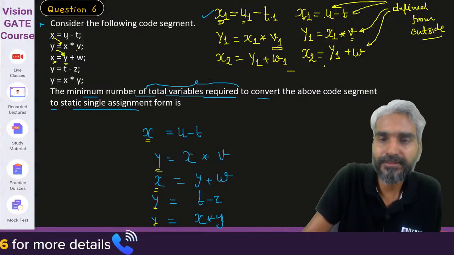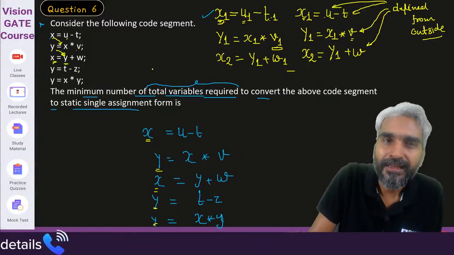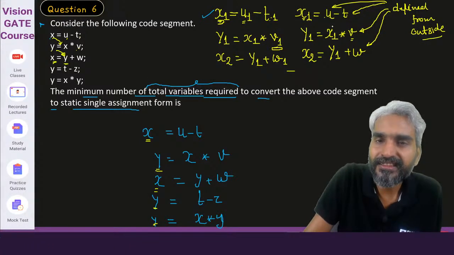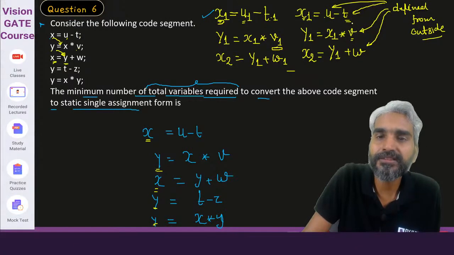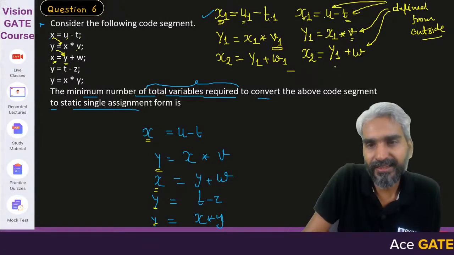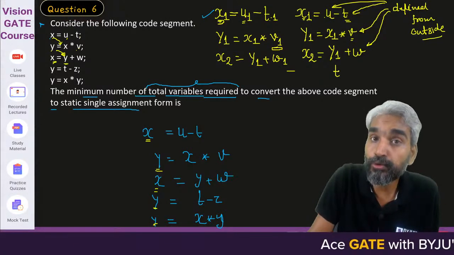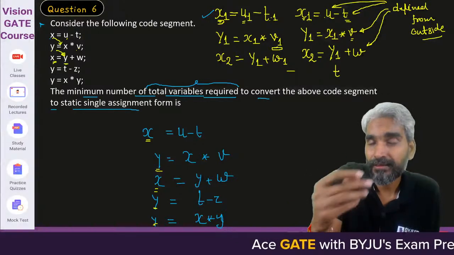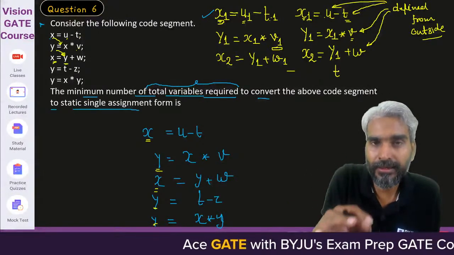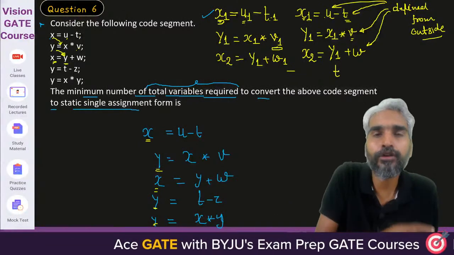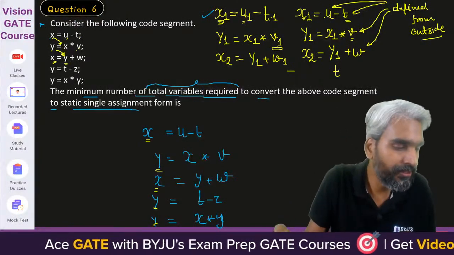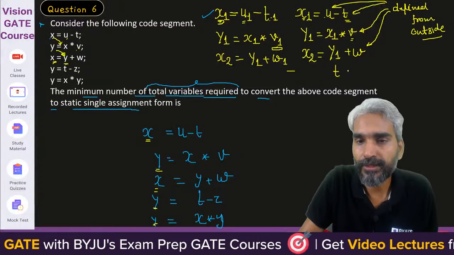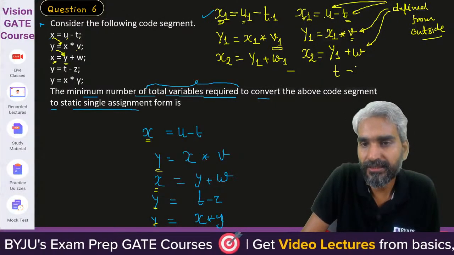Clear? Then comes t minus z. Now please tell me, we have defined this t once. So can we use it again? Yes, sir. We can use it again. Uses can be repeated, but the assignment cannot be done more than once. So t is fine. Then z. Okay, sir. T minus z.